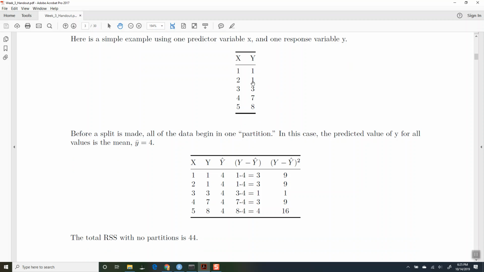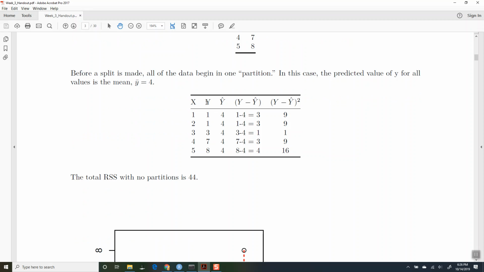Basically, we would look at the mean y: 1 plus 1 plus 3 plus 7 plus 8 divided by 5 is 4. This adds up to 20, and we divide by 5, and the mean is 4. And we would calculate the RSS. So here's the actual y. We are going to predict 4 for every single observation. That's the thing, every observation in one partition gets the same y hat prediction. And then we calculate the sum of squared error, or the squared residual. So the residual sum of squares, the RSS, is going to be 44.